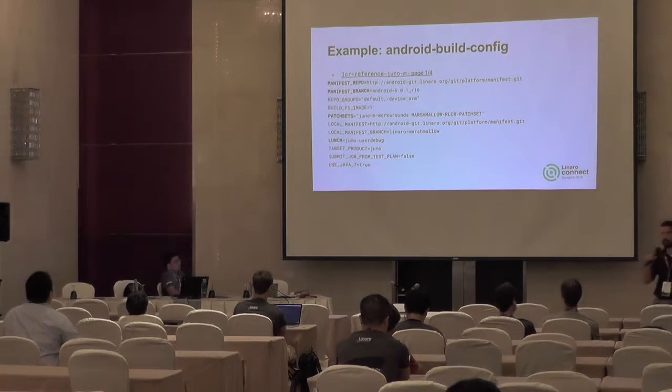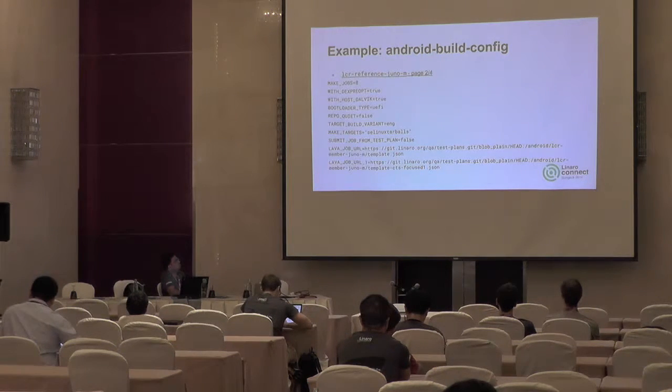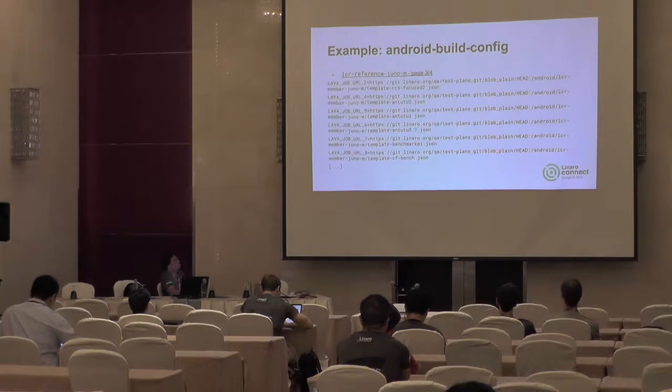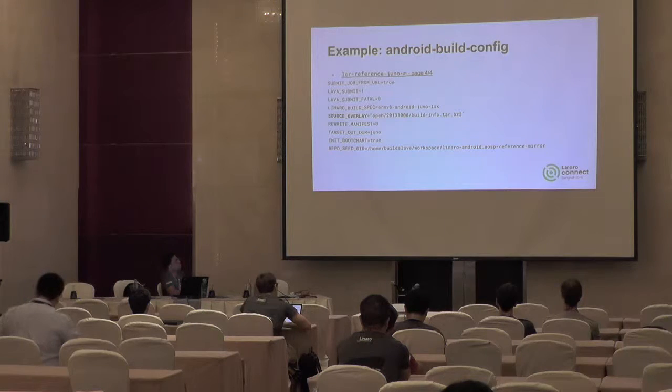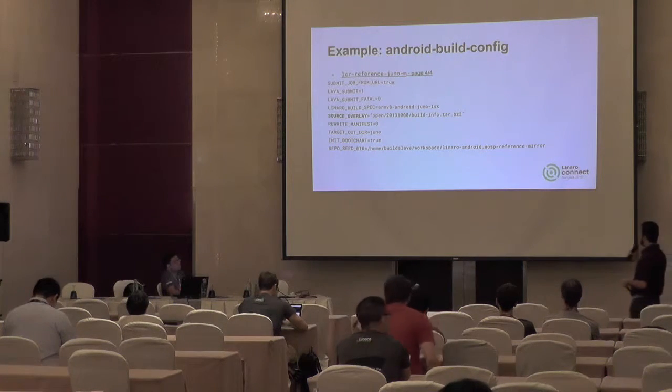This, as you can see, is much more elaborate. Has more than 4 pages here. Manifest repo, branch, groups, builds, build file system image, patch sets, local manifest. In bold, you can see the variables that are required. The others, well, we'll just tweak the way the build is done. Target product, submit, use Java 7, stuff like that. And as the Lava job URL as well, there are more than 20, if I recall correctly. You can specify all of that in this configuration file. And this is specifically for Juno, Marshmallow, LCR reference.